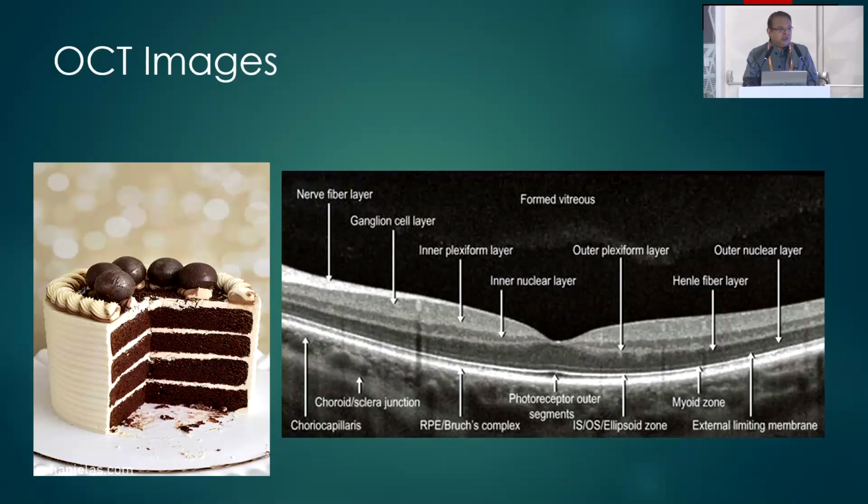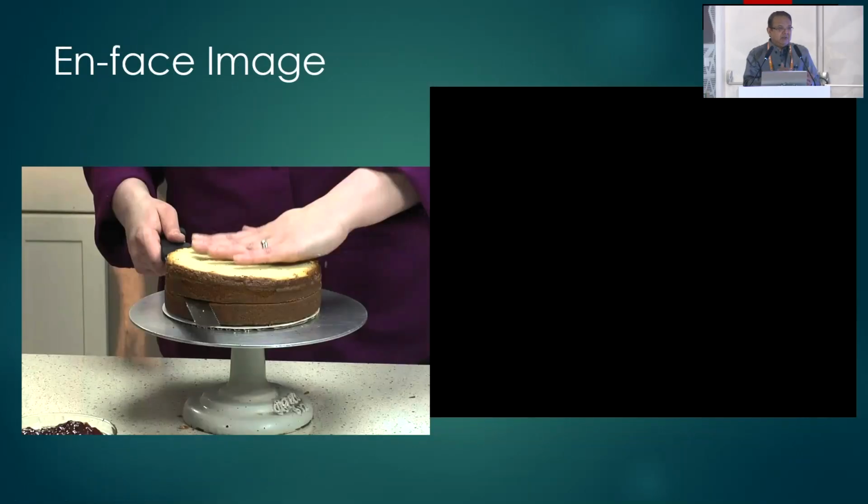In OCT, as Dr. Nadal Hussain has told us, you see the cross-section of the retina. Like if you cut a cake like this, you will see the cross-section of the retina and then you can demarcate what are the layers of the retina. But in OCTA, what you see is an en-face image, and then you are turning off the pages of the retina one by one.